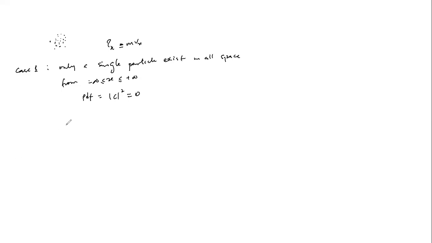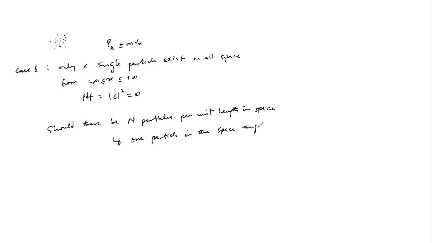should there be n particles per unit length in space, or put differently, there is one particle in the space range 1 over n, then c squared over n is the same as the integral taken from 0 to 1 over n of the PDF squared x.